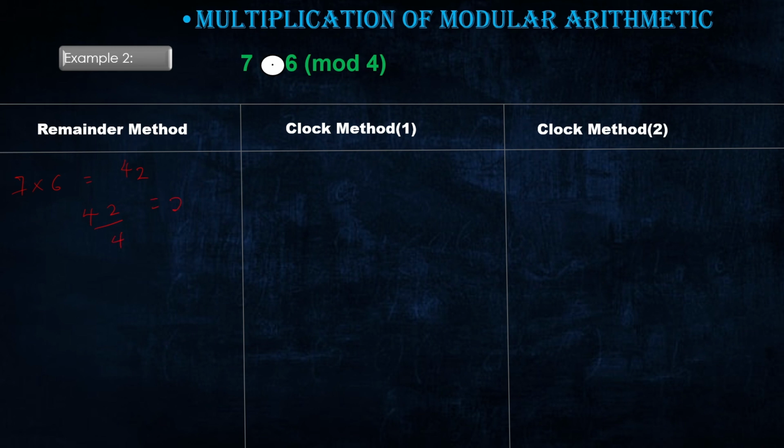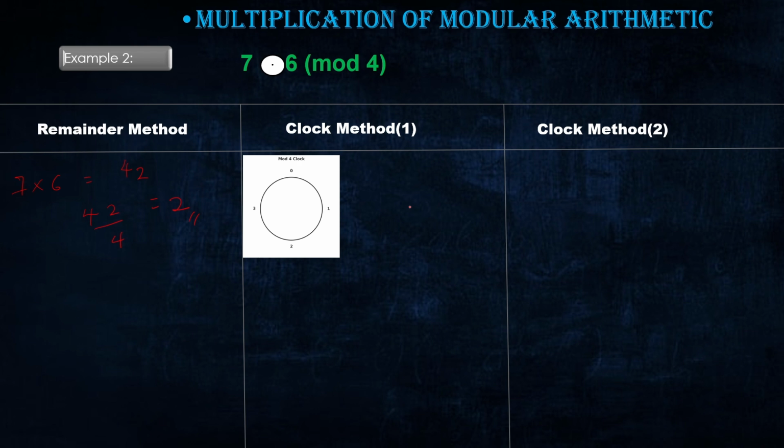Our remainder will be 2. So our answer is 2, because 4 can go in 40 10 times. And then for clock method 1, 7 times 6 is 42. It's going to roll around the clock 10 times, which is 40. Then 41, 42. So our answer will be 2.